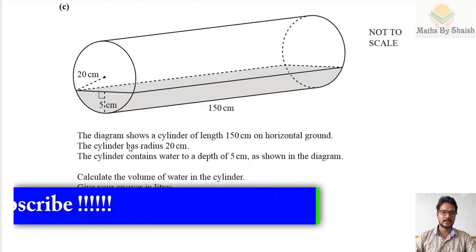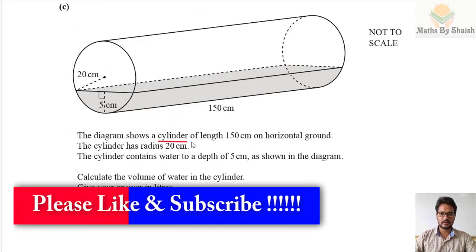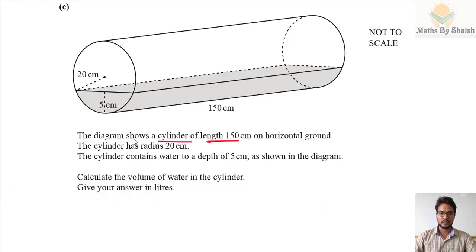Now here's the C part. The diagram shows a cylinder of length 150 centimeters on horizontal ground. The cylinder has radius 20 centimeters.